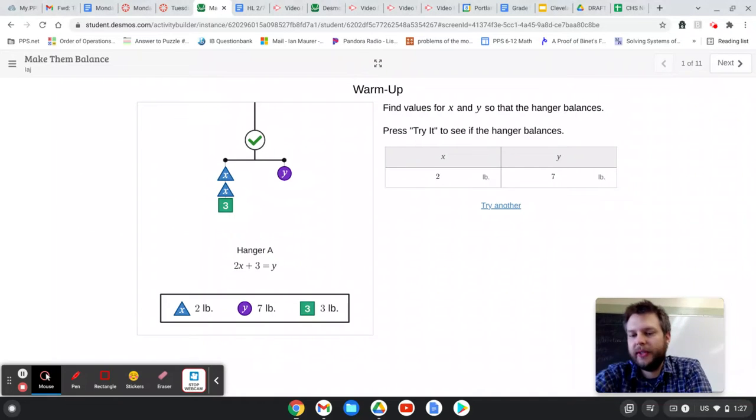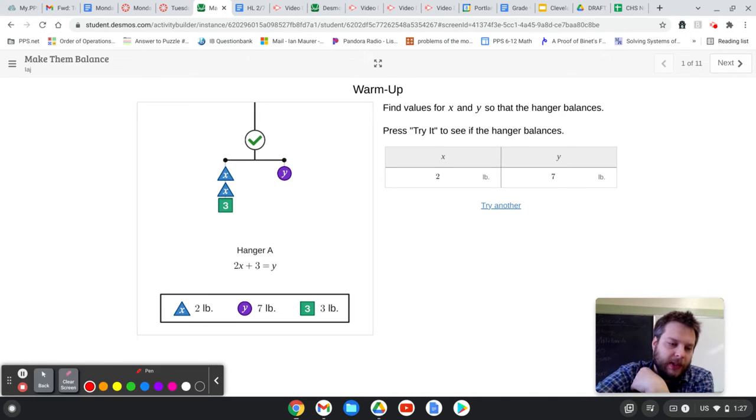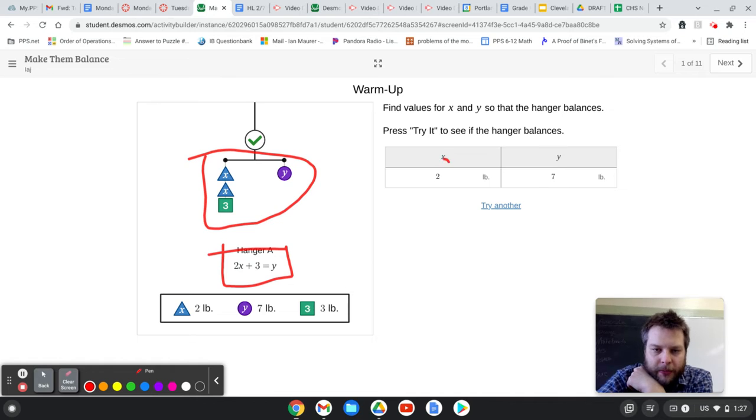All right, hello students. So this is a very important Desmos activity here conceptually to understand what it means to balance, understand what it means to be a solution. So right here on the first slide, I made up a random number for x, and we're given it as a picture. When you look at the hanger, we're given it as an equation.